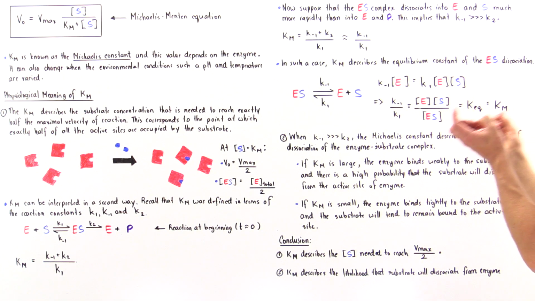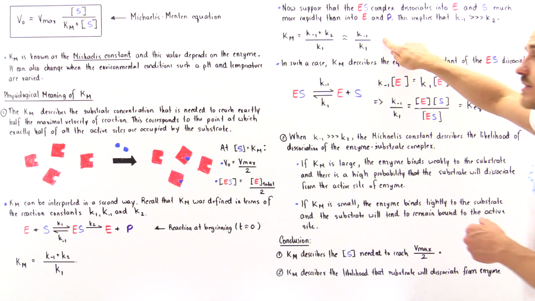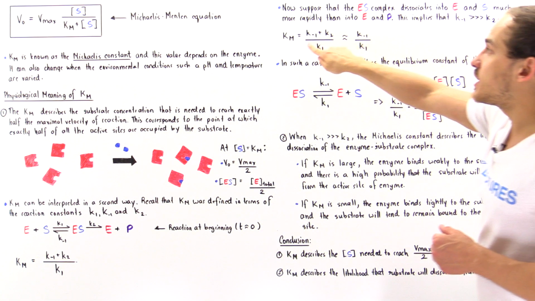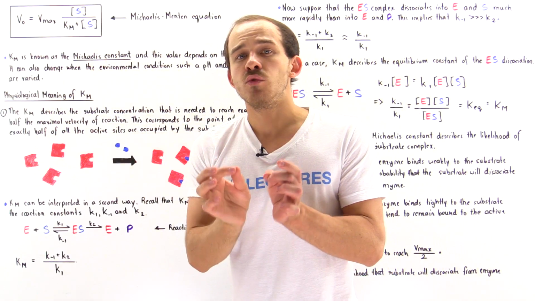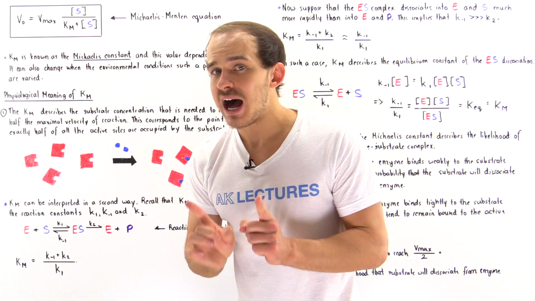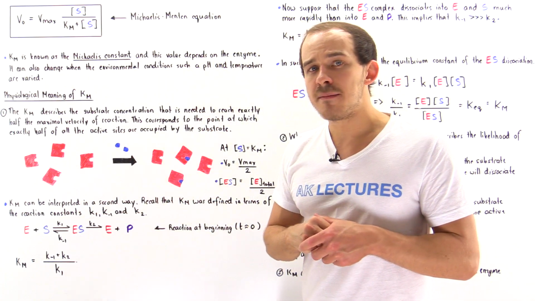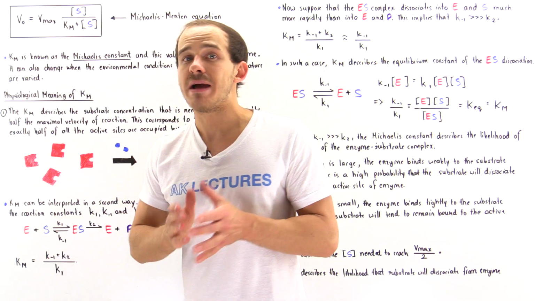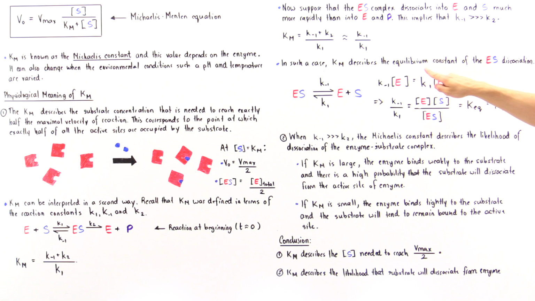And this is where we give meaning to the Michaelis constant. What this basically means is the Km value, the Michaelis constant, describes the equilibrium dissociation constant of the dissociation of the enzyme substrate complex back into the enzyme and the substrate. So in such a case, Km describes the equilibrium constant of the enzyme substrate complex dissociation.